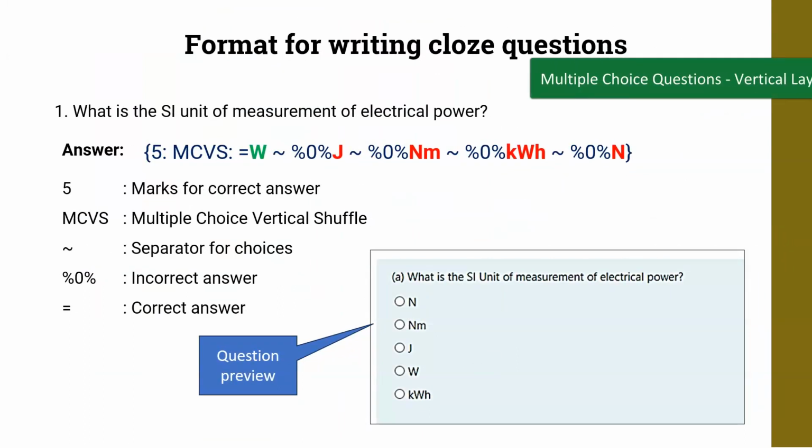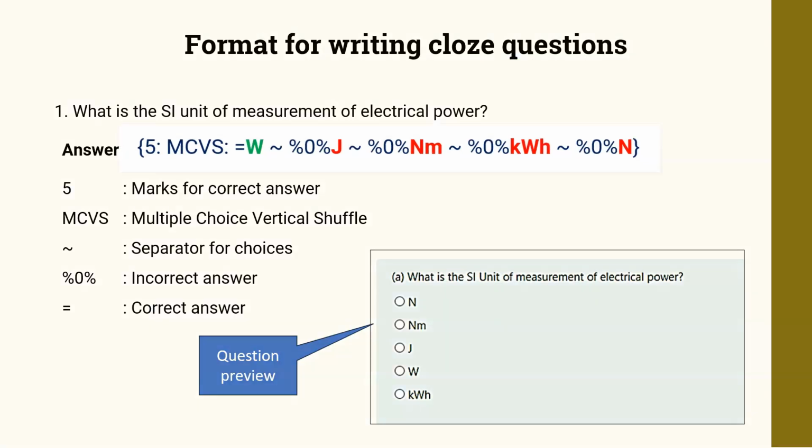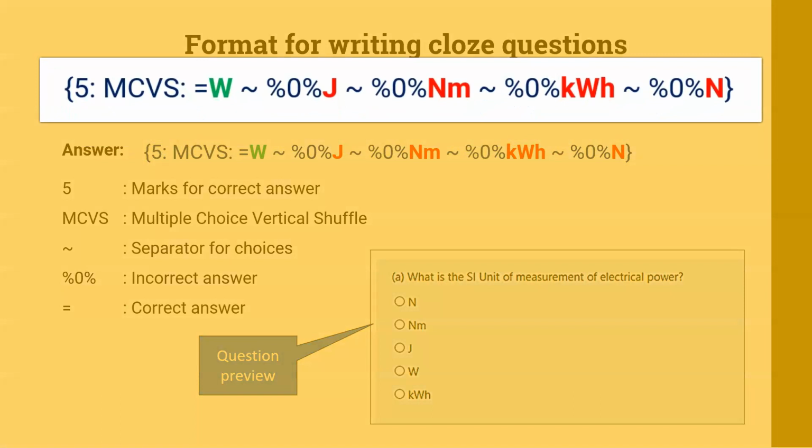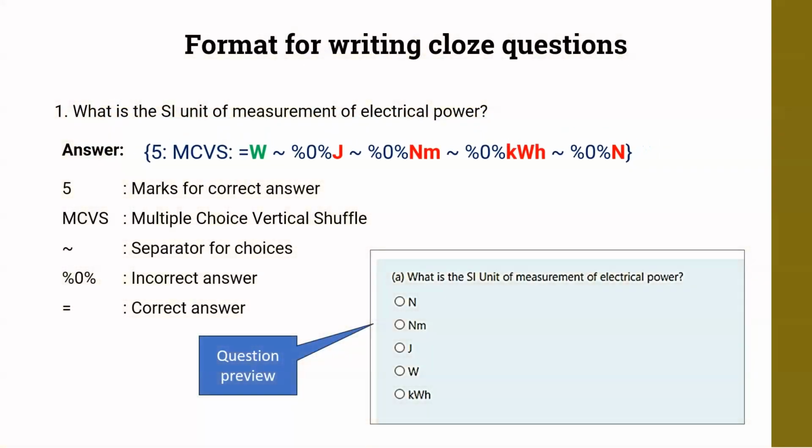Let us consider the question, what is the SI unit of measurement of electrical power? We make it as a multiple choice question. The answers are presented as shown. The number 5 indicates the marks for correct answer. In MCVS, MC is for multiple choice, V is for vertical layout of choices, S is for shuffling choices, the sign like minus is used to separate choices, %0% is used in front of wrong answers, and equals sign is used for the correct answer.